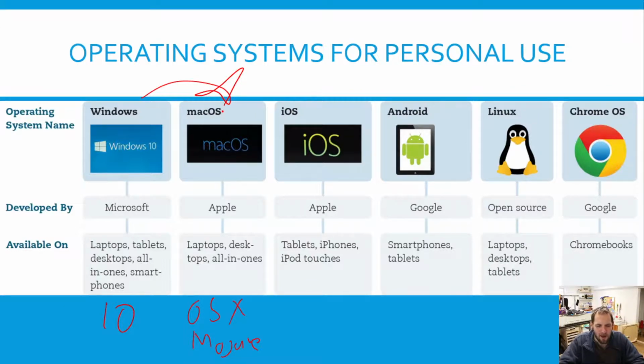iOS would obviously be the Apple version of the mobile interface. So this is mainly going to be for tablets, iPhones, iPod Touches, those types of things. Where Mac is mainly for laptops, desktops, and they do have all-in-ones. There is actually a version of Windows for your phone. Don't suggest it, but it does exist.